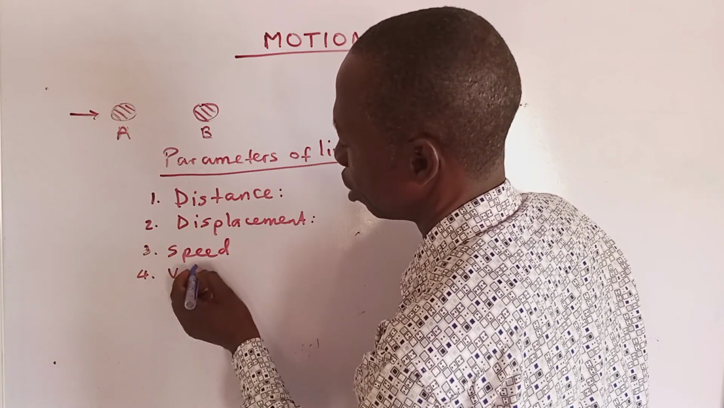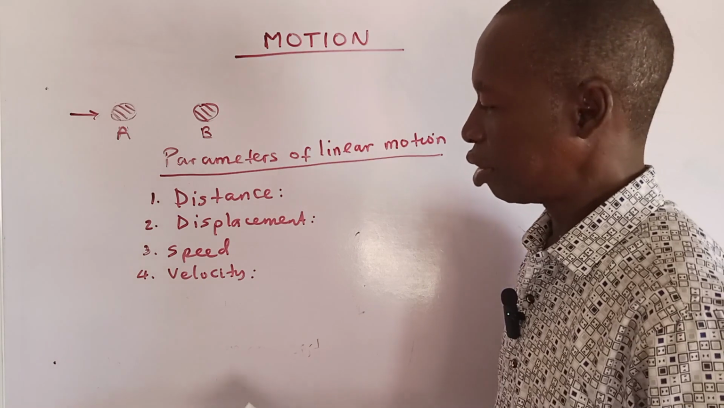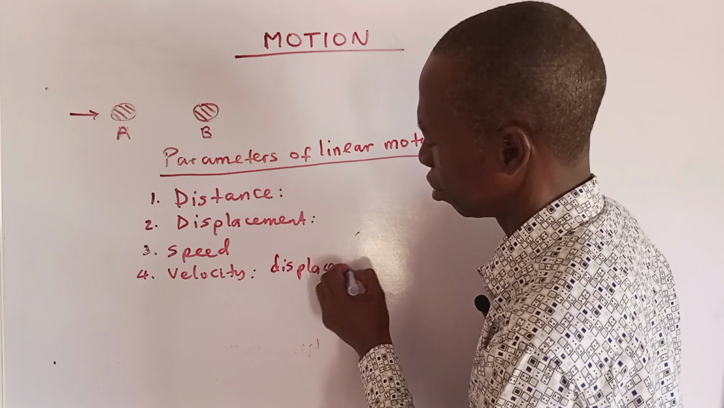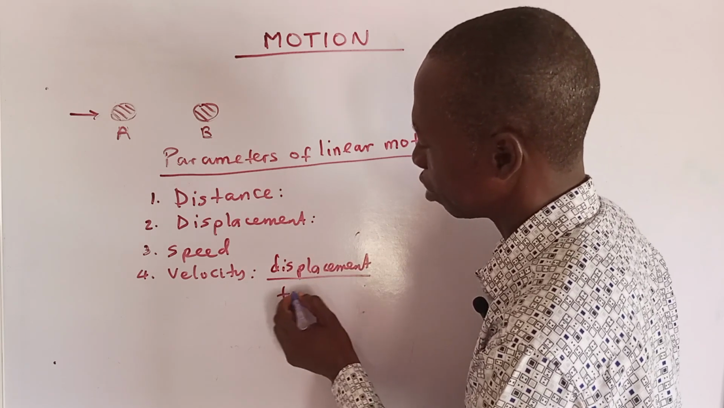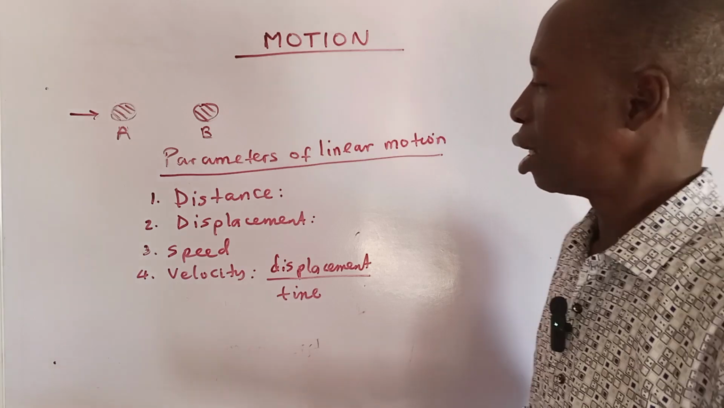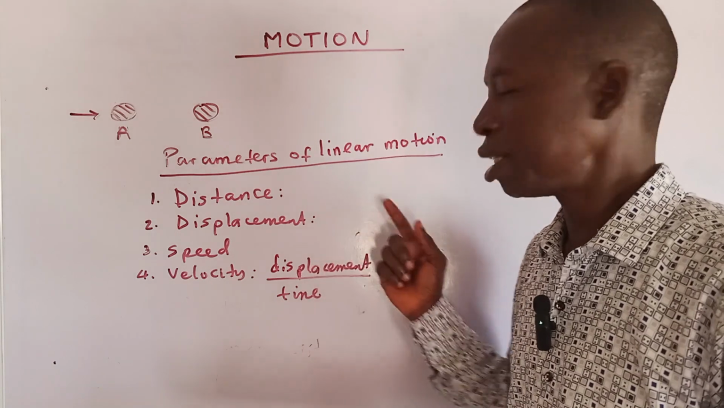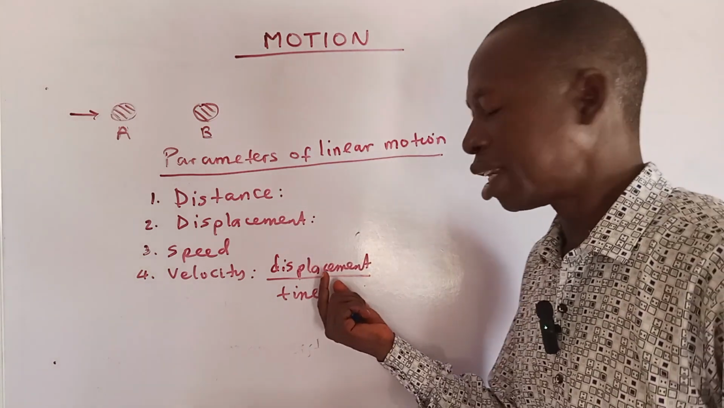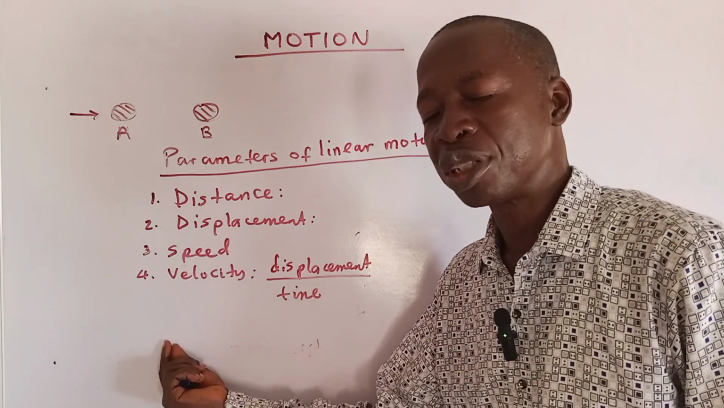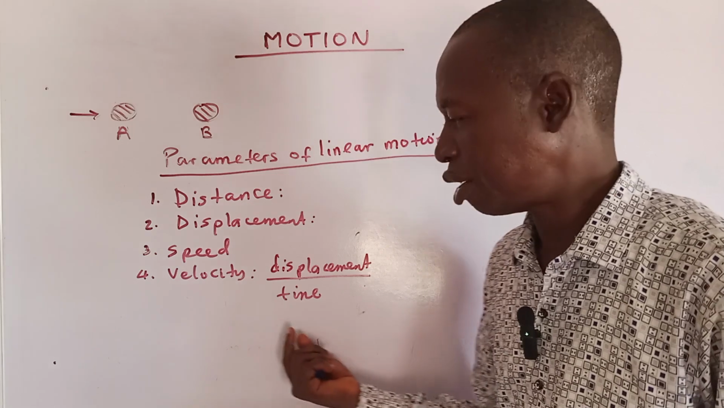Number 4, velocity. What is velocity? Velocity is defined as displacement over time. Don't forget I told you earlier that displacement is simply the distance moved in a specified direction. Now, if you divide that displacement by the time taken for the object to move from one position to another in a specified direction, what you have is called velocity.